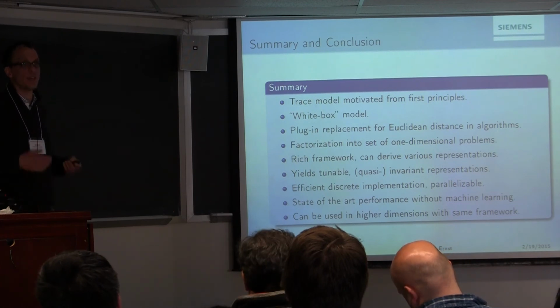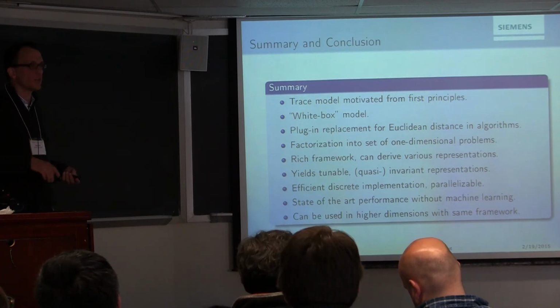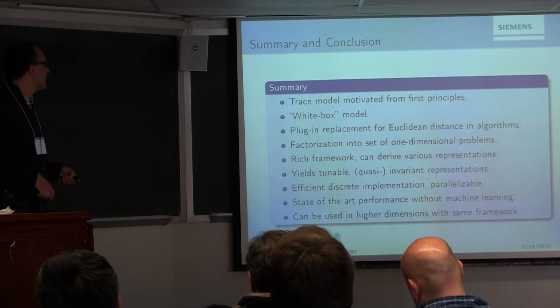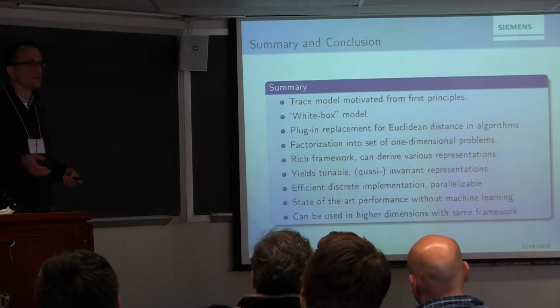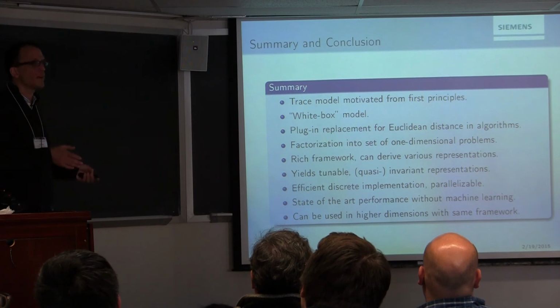It's a white box model, so we can analyze it fully. We can understand fully what is going on. There are no hidden parameters, and the parameter space is fairly small. It's a plug-in for the Euclidean distance, so apart from the Hopf transform, you could take another algorithm, plug it in, and see what happens.